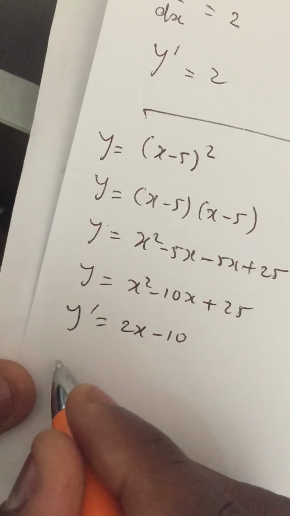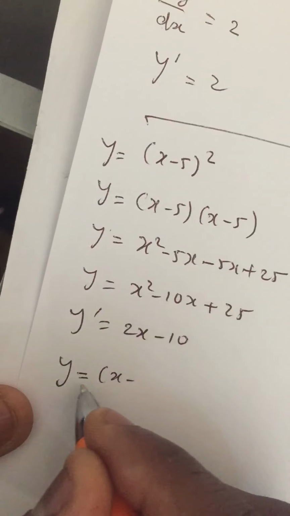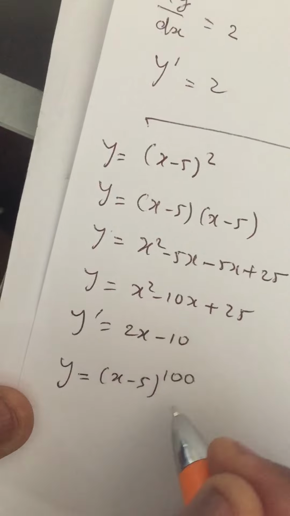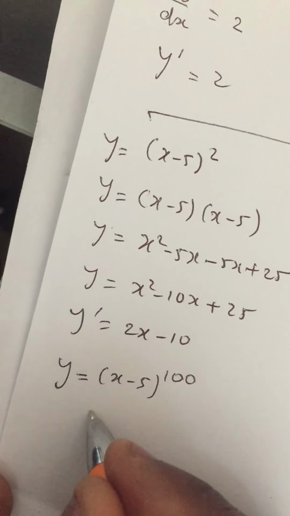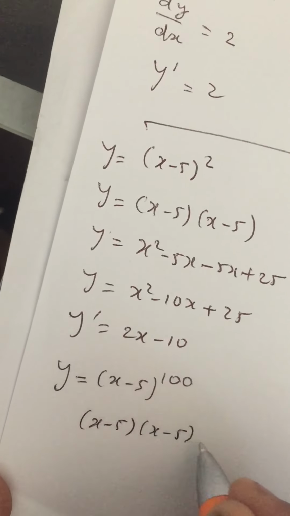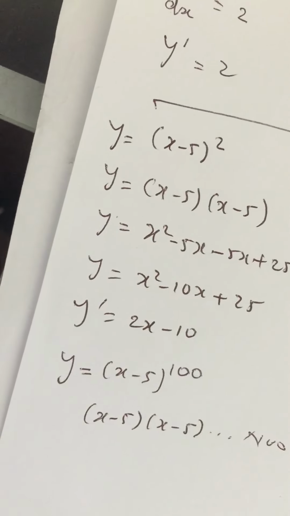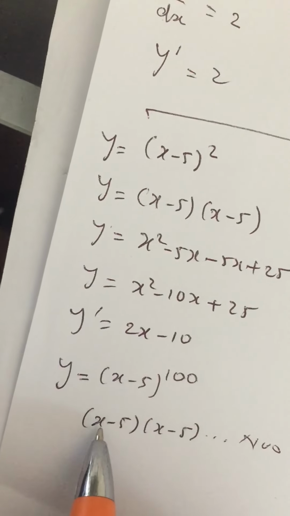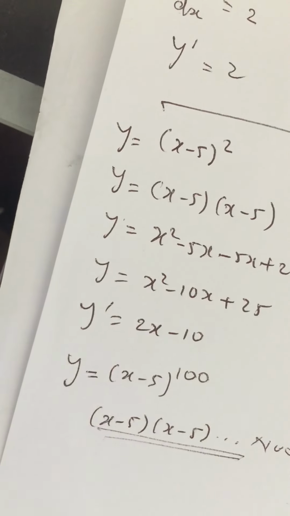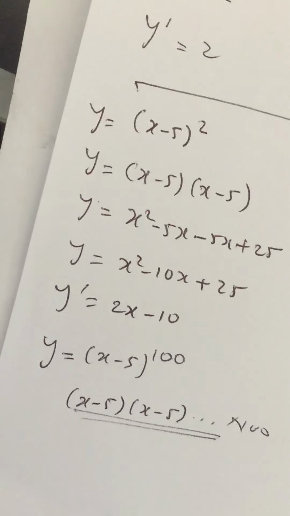But what will happen if you have y equal to x minus 5 to the power 100? Will you do this 100 times? Will you do that? No. So this is the reason you use what we call the power rule, the chain rule.